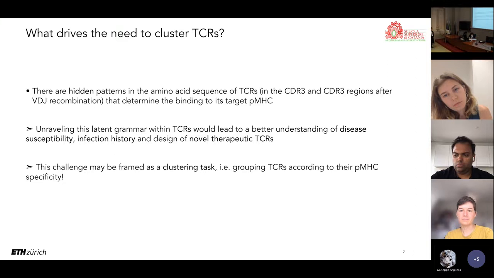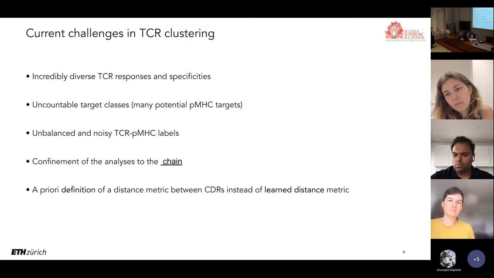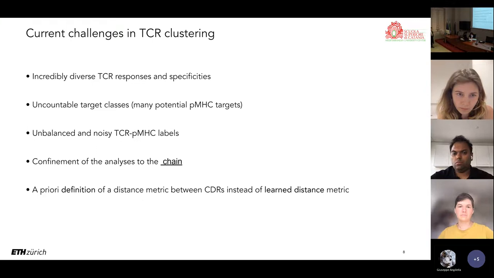So grouping TCRs according to their pMHC specificity may be framed quantitatively as a clustering task, but it is a challenge. That is because of the nature of TCRs, because their responses are incredibly diverse and highly specific. There are many target classes, many potentially encounterable pMHC targets. The labeled TCR data we have is unbalanced and noisy. Confining the analysis to the beta chain.